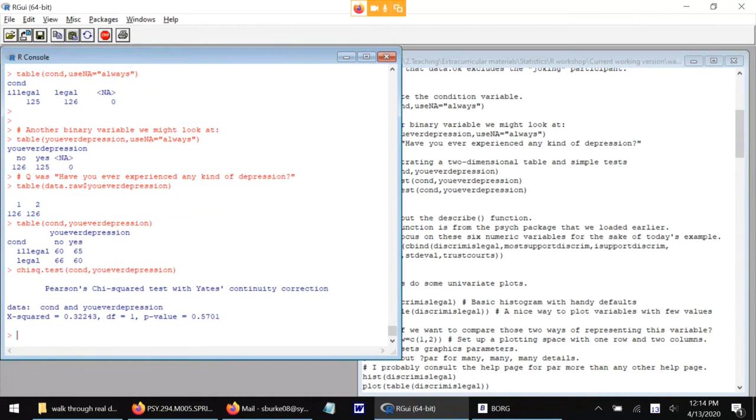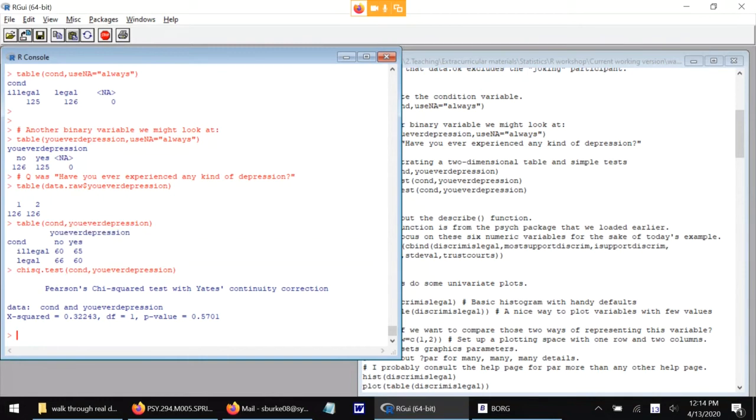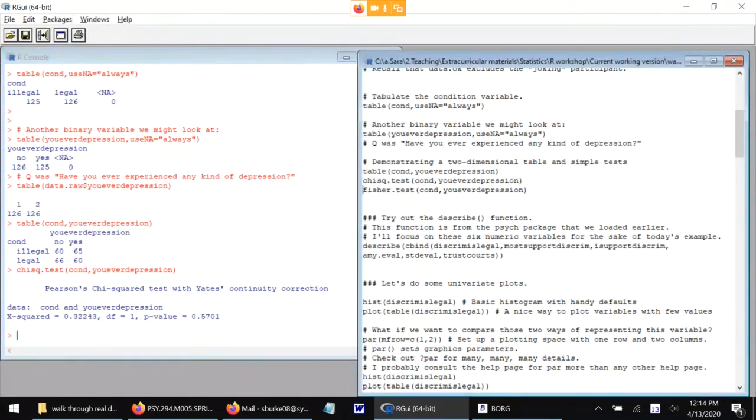So not statistically significant, which should not come as a huge surprise because based on this distribution of responses, it doesn't seem like participants reporting that they ever had depression was really responding to the experimental manipulation. And I wouldn't necessarily expect it to, but if I'm going to analyze this report of having ever had depression, it would be really important to know whether it responded to the experimental manipulation.